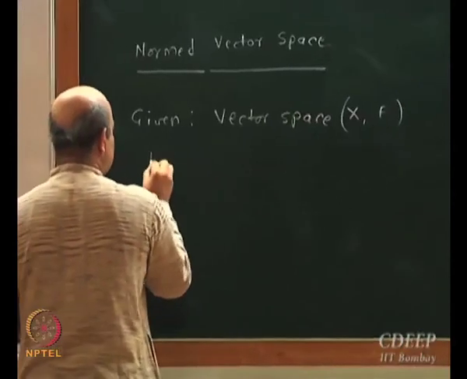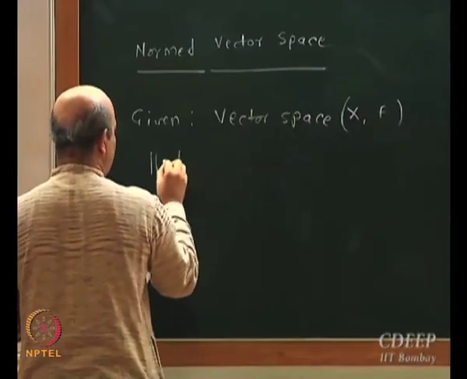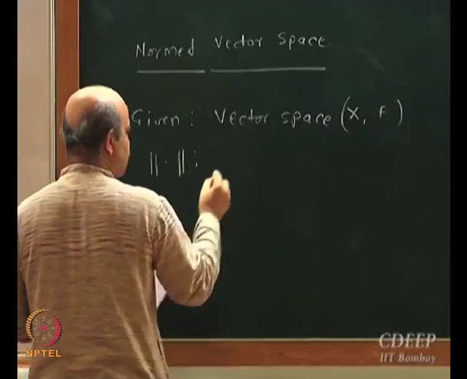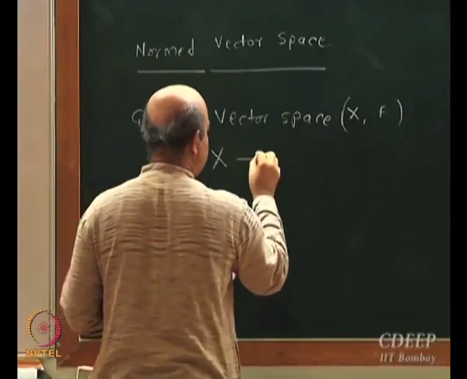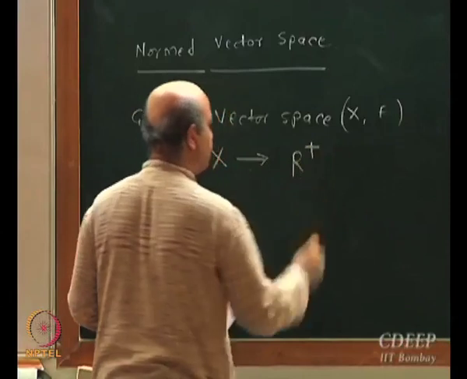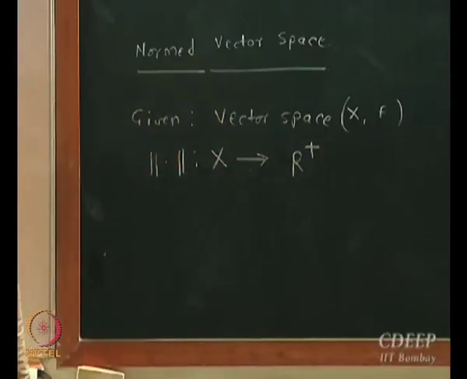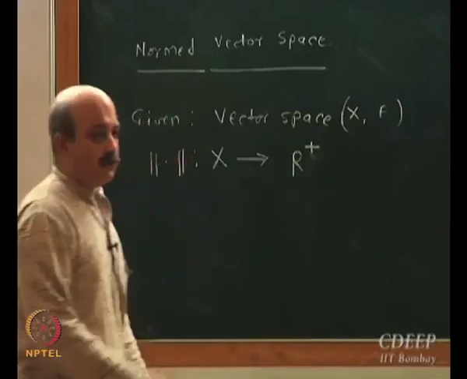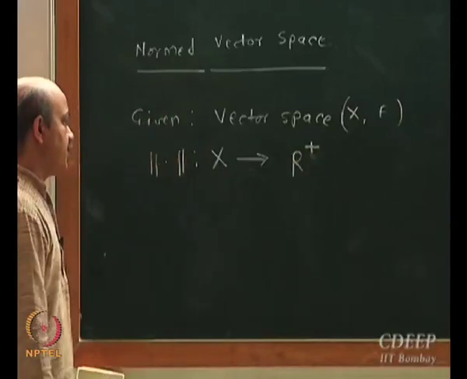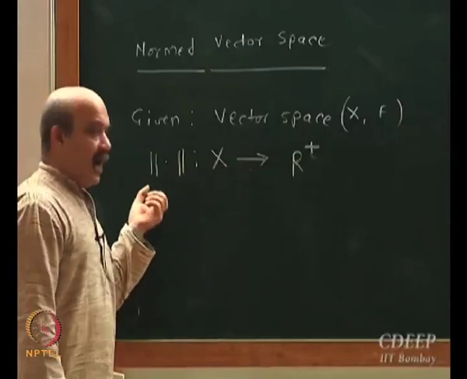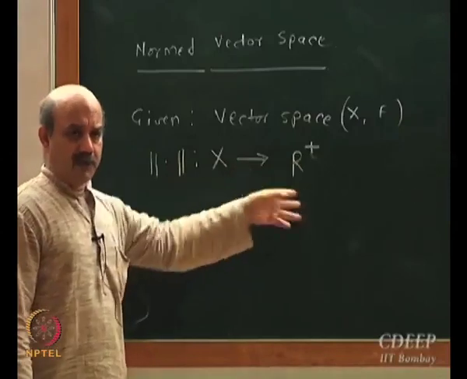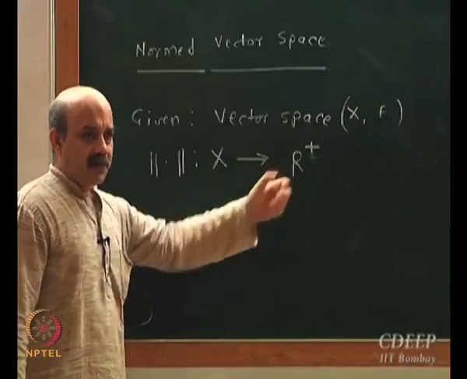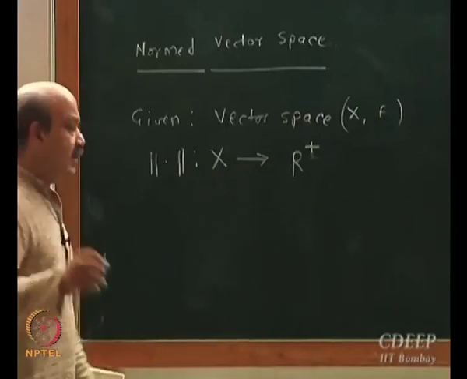So this function called norm was a function from X to R plus. R plus is the set of positive real numbers including 0. So this is a function from an element in X, a compact way of writing, from an element in X to R plus. And we said there are three axioms.